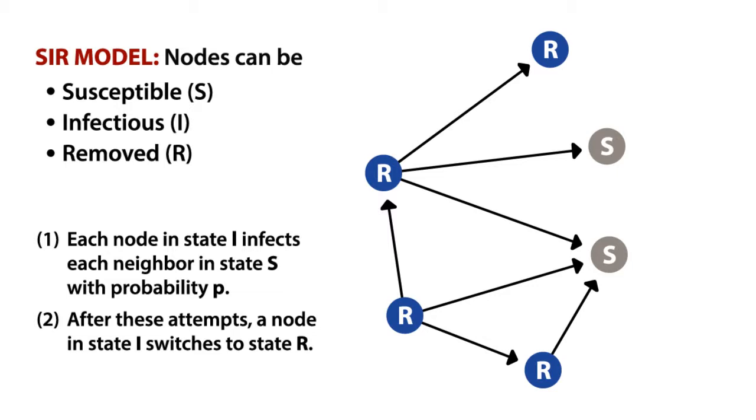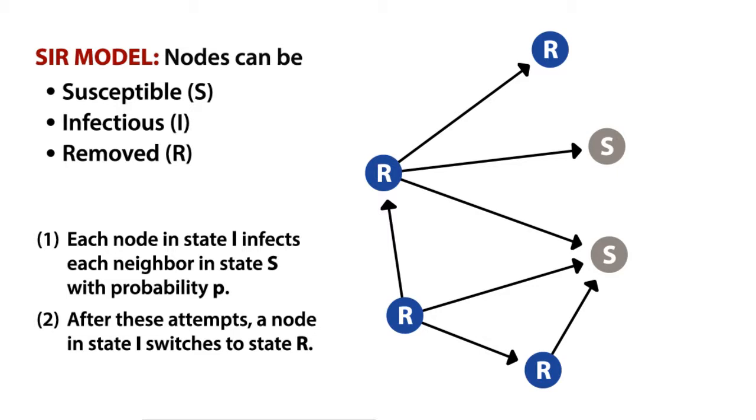4 people got sick. 4 people are now removed from the system. They got over the disease, they recovered. And there were these 2 people who never got sick at all and aren't going to get sick because there's no more infectious nodes in the entire system. Okay? And that's a sample run of the SIR model, right?